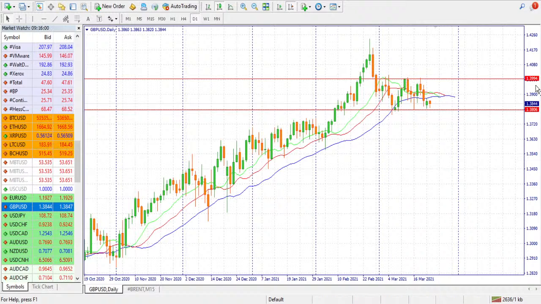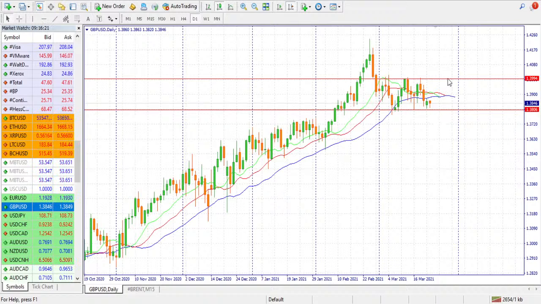We are not going beyond 1.3994, and we're not going below 1.3806. So while we continue to see sustenance within this range, we are waiting for a sell from the top and a buy from the bottom.